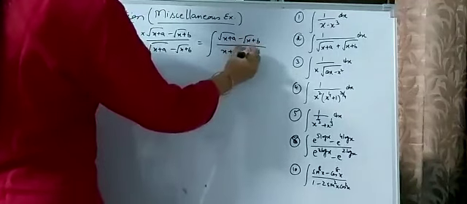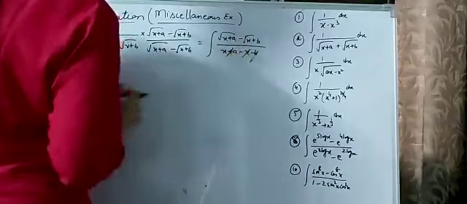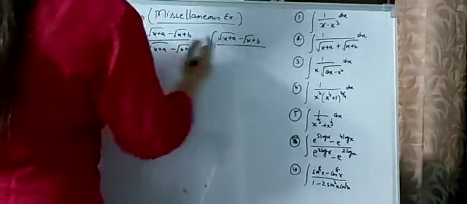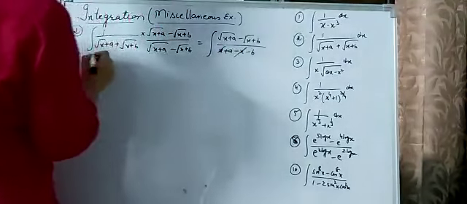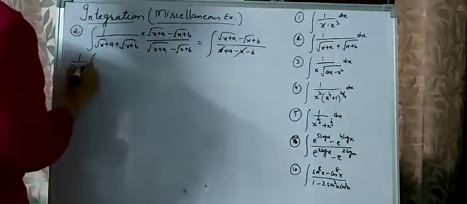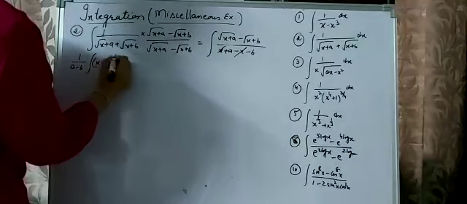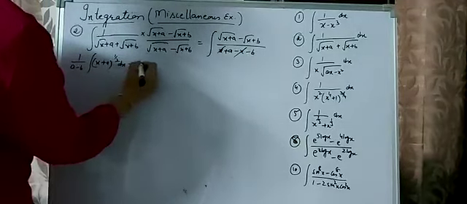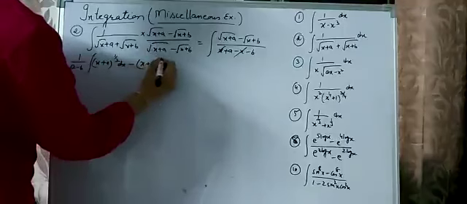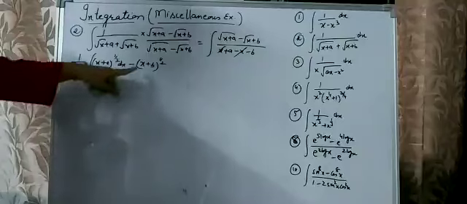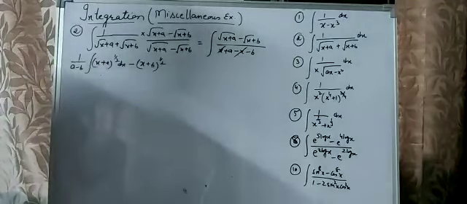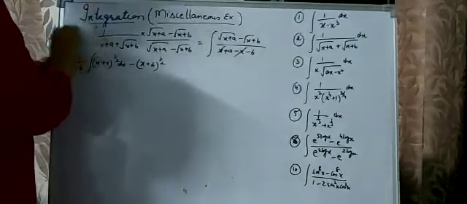Sorry, here this x is cancelled with this x. This will come out here as x plus a minus x minus b. This is cancelled out. So this will become 1 upon a minus b, x plus a raised to power 1 by 2 dx minus x plus b raised to power 1 by 2. So its integration is x plus a raised to power 3 by 2 upon 3 by 2, x plus b raised to power 3 by 2 upon 3 by 2. So you can solve the root type of questions with the help of rationalization, and you will get the result.